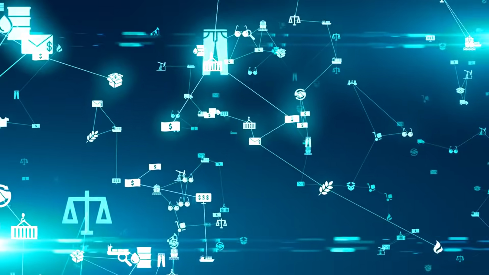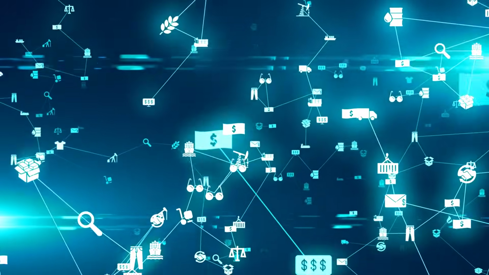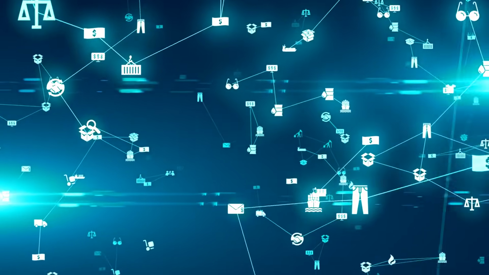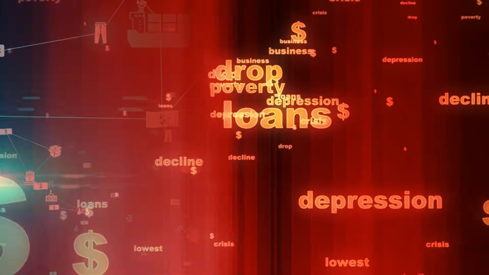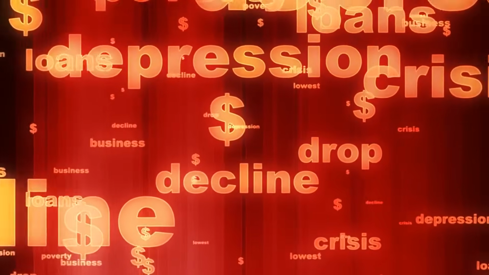The global nature of the Depression also led to a decline in international trade, further deepening the crisis. In response to the Great Depression, the U.S. government under President Franklin D. Roosevelt implemented a series of reforms known as the New Deal.